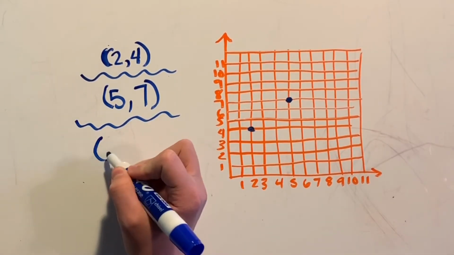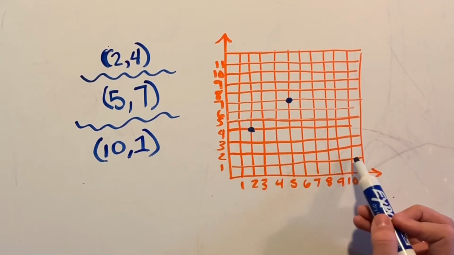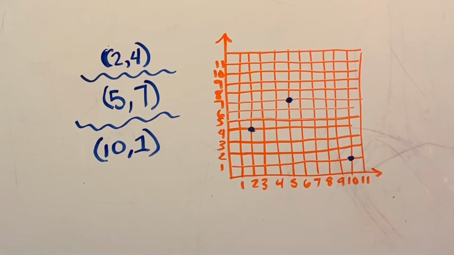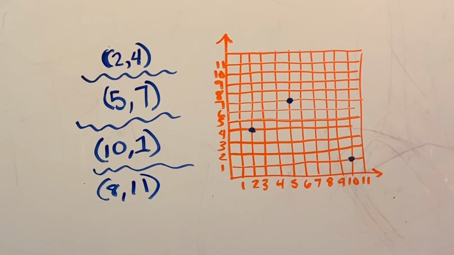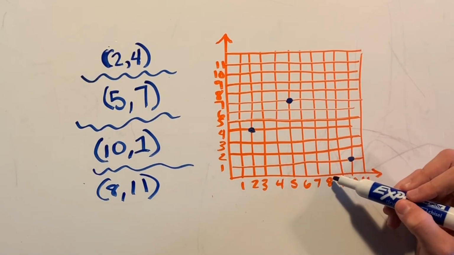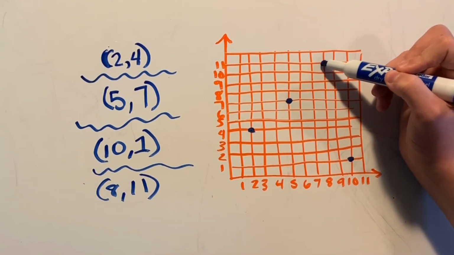Let's try another one. So for this one, you're going to do just like what we did for the last one. You're going to go to 10 and then up to 1 on the y-axis. Let's do one last one for practice. Got your answer? Good. So, just like all the other ones, we're going to go to 8 on the x-axis, and then we're going to go all the way up to 11 on the y-axis.